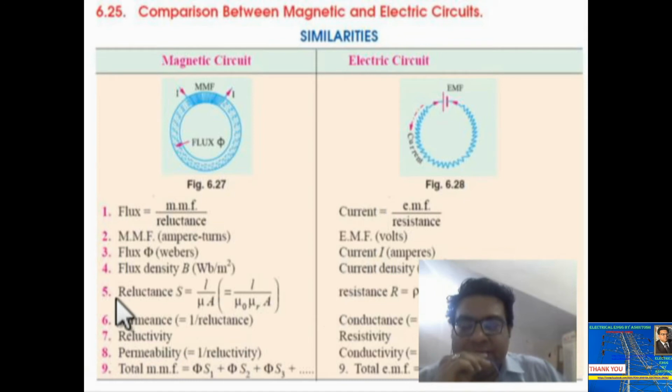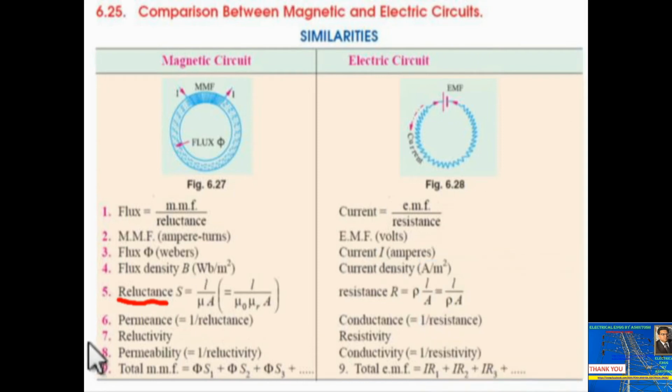Okay, so you can see this is reluctance. This is a very important formula. You will have to use it later on. So guys, the next difference you see is permeance. Point 6: this is 1 upon reluctance. Reluctance is the opposition offered, and permeance is the permissible flux. There is permission for the flowing of flux.